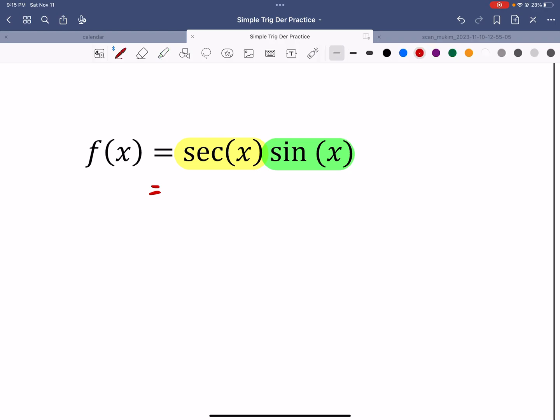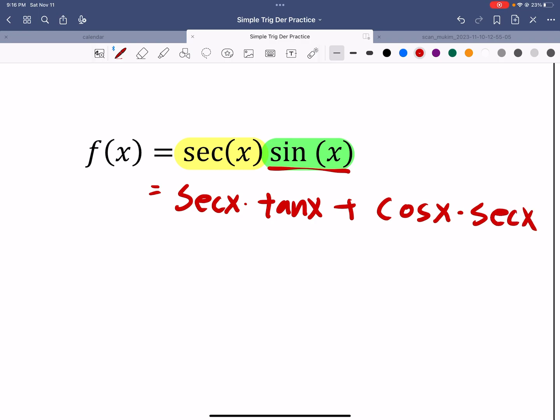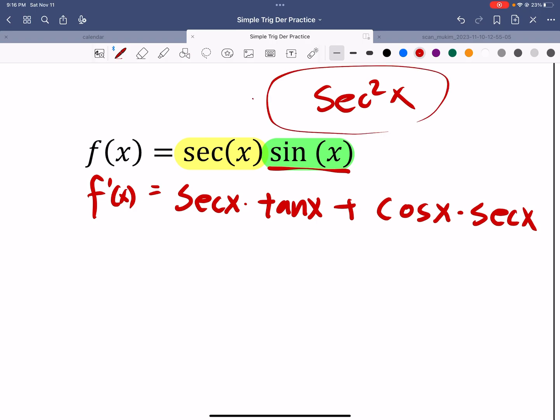Like secant x, if you derive secant x, that's going to be secant x times tangent x plus the derivative of sine x, which is cosine x, times secant x. Yeah, this one looks more complicated, right? But when you do this one, you remember the previous one, you should get secant squared x, right? That's what we derived before. If you play back, that's what I supposedly got as f prime of x.